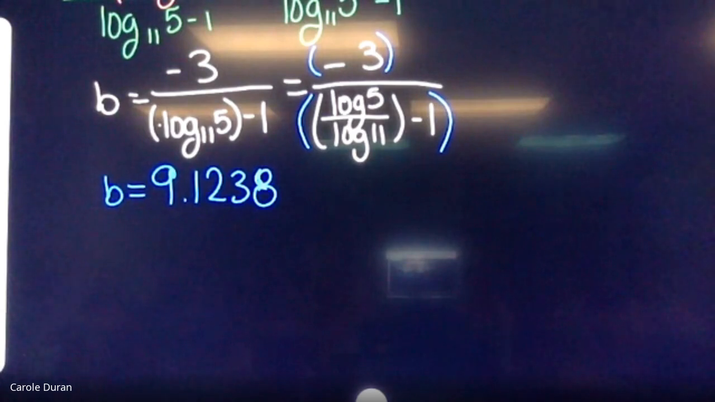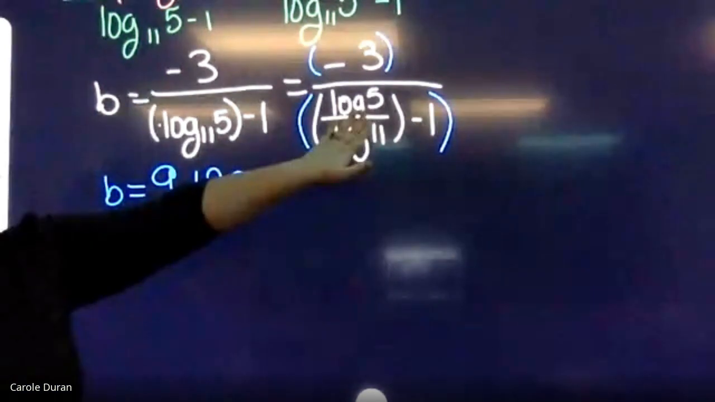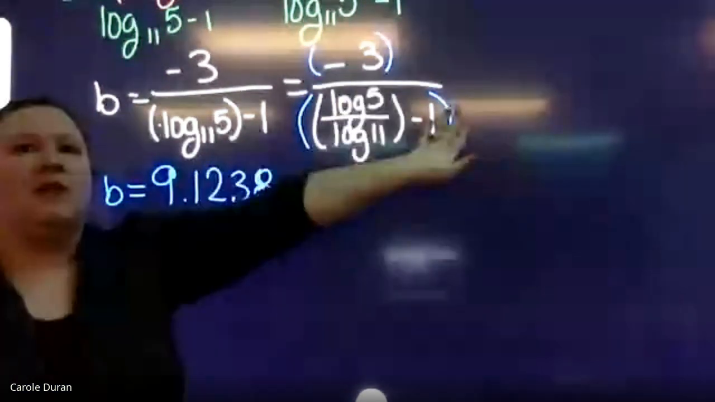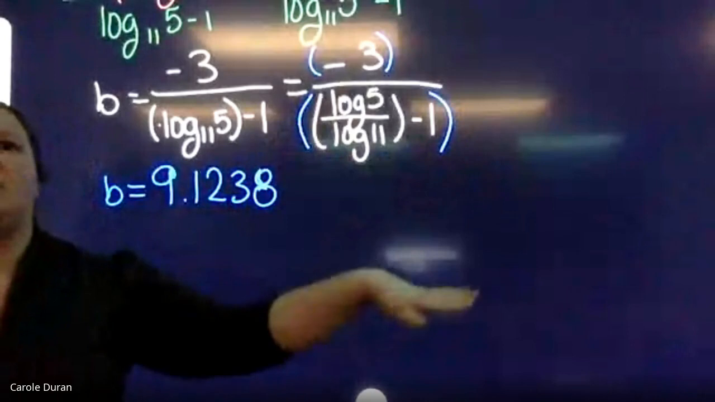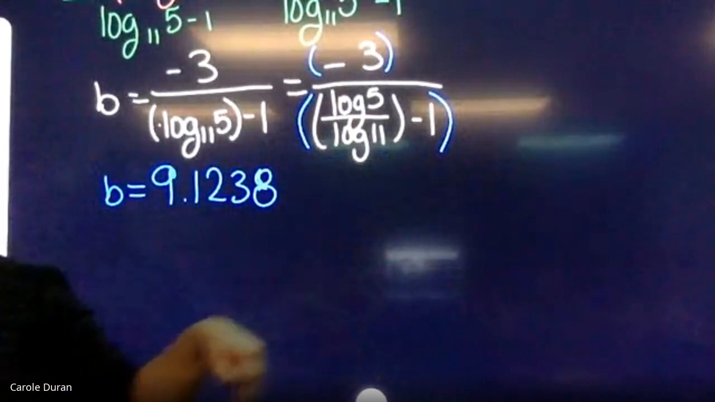It's never a bad idea to do this in steps. Calculators retain memory from the previous step, so you definitely could have done this part first and then subtracted 1 and then did -3 divided by your answer. You could have done it that way as well.